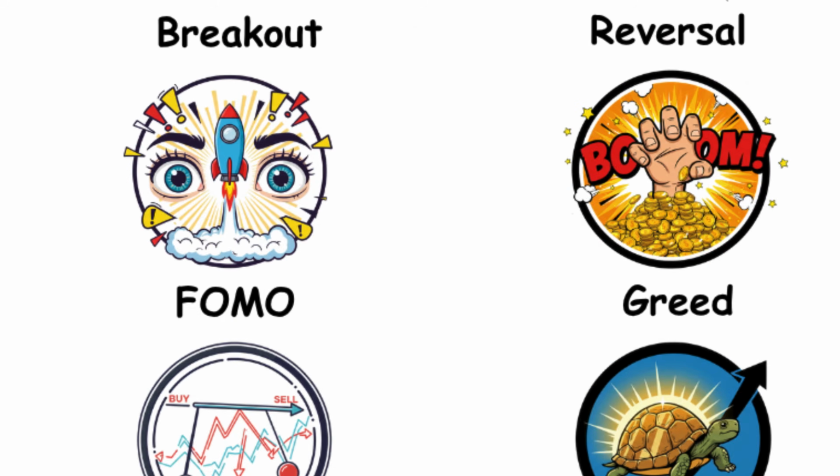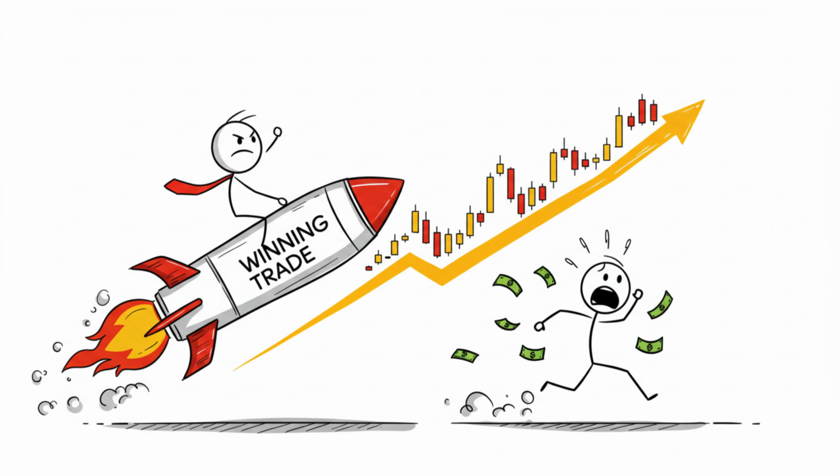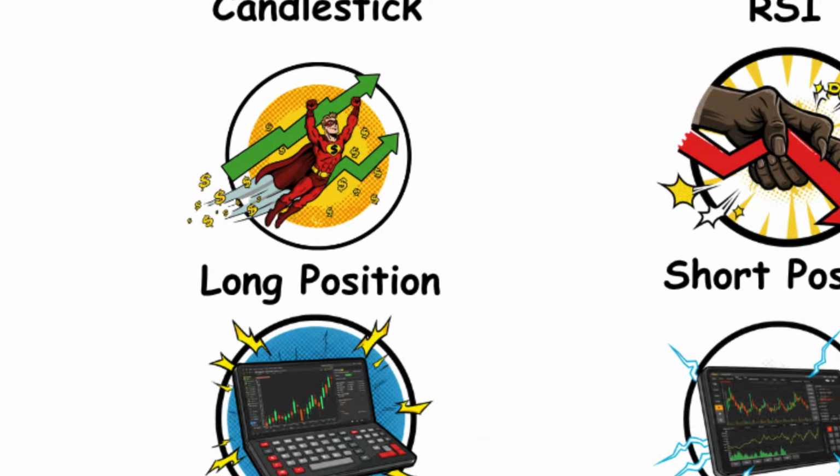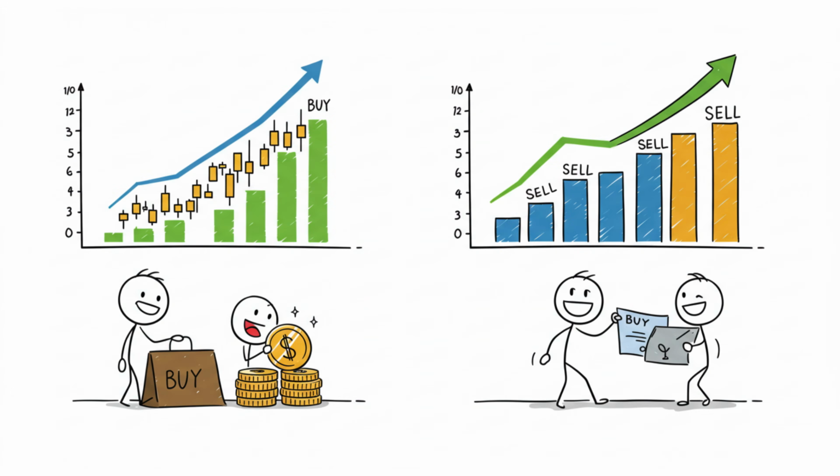Fear of missing out. The fear of missing a good trade. It often leads to impulsive, risky decisions. Greed. Holding on to positions too long or risking too much in hopes of bigger profits. Often a costly mistake. Long position. Buying an asset expecting its price to rise.